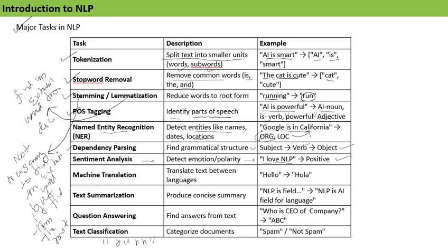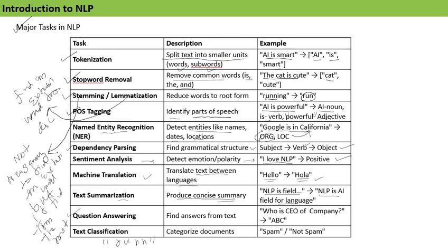Next is machine translation, where it translates text between languages. So "hello" translated into, let's say, Spanish is "Hola." Next is text summarization. It provides a concise summary of the purpose of the text or paragraph given by the user. So here the text says "NLP is a field," and the rest of the sentences are given here. It summarizes: NLP is an AI field for language.